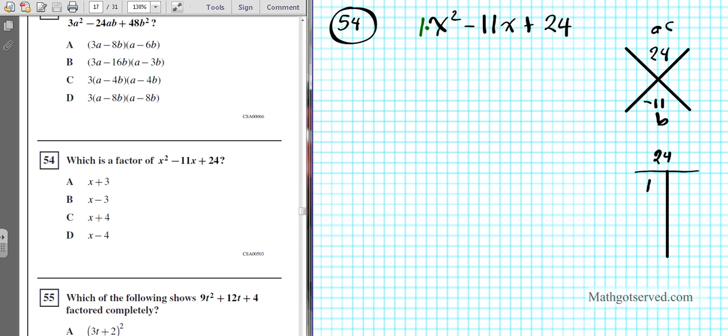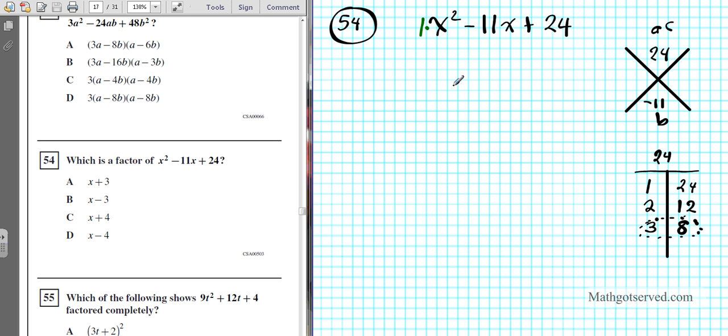All right, so I know 1 times 24 is 24. This doesn't work because when I add it, I get 25. When I subtract, I get 23. How about 2 times 12? That doesn't work either because when I add it, I get 14. When I subtract, I get 10. 3 times 8, when I add it, I get 11. Oh, that actually works. So 3 and 8 is a good combination.